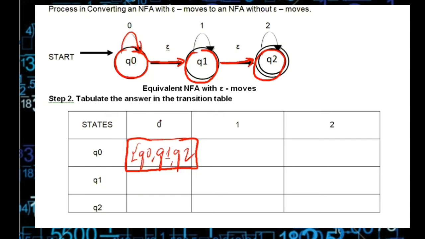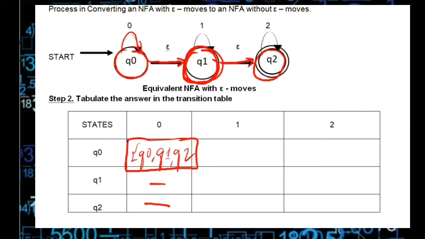Next, Q1, pag nag-input ka ng 0, what is going to happen? Where will it go? Dito tayo sa Q1 tumingin. Ayan, yung gitna. Pag nag-input ka ng 0, wala. Left, right, walang 0. Ang layo ng 0. Dito lang siya sa Q0. So, leave it blank. Then, Q2, pag nag-input ka ng 0, wala rin. Ang layo ng 0. Dito lang siya sa unahan. Wala siyang direksyon papuntang 0. So, blank.